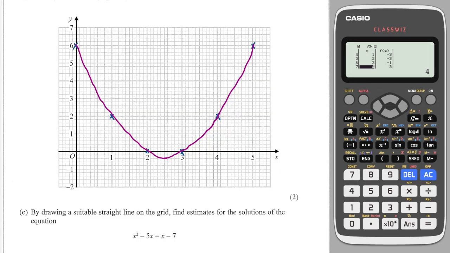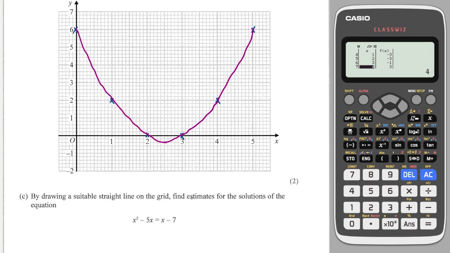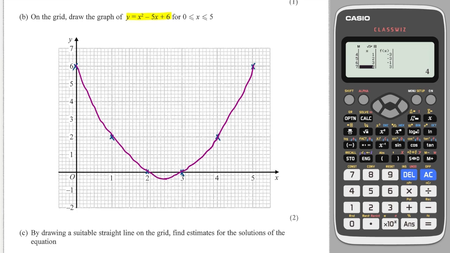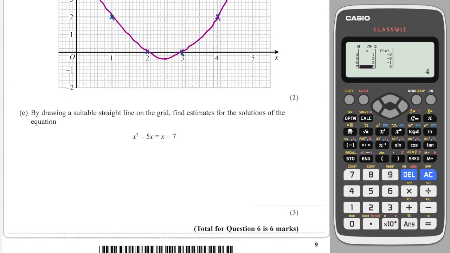Okay, the next question says, by drawing a suitable line on the grid, find estimates for this equation. Now, this is the graph that you have: x squared minus 5x plus 6. So what you'll need to do is below here, write x squared minus 5x plus 6 equals. Now, let's look at the left-hand side. What would I need to do to turn this blue part into this equation which we have at the bottom there?